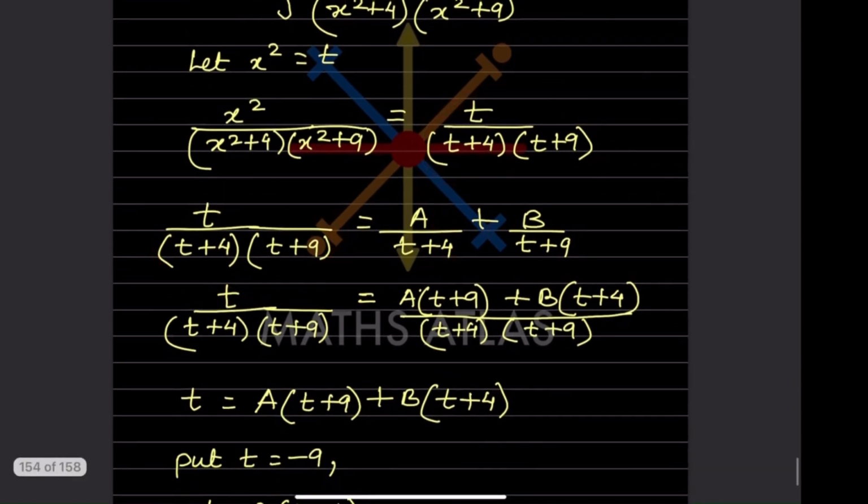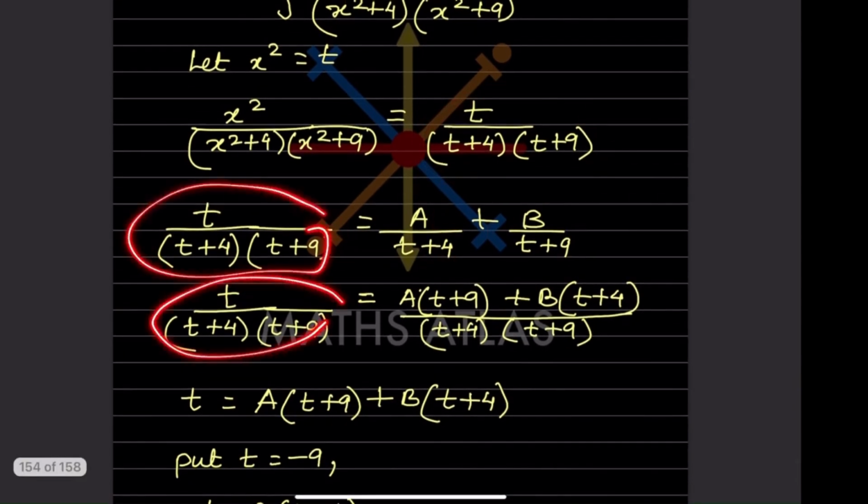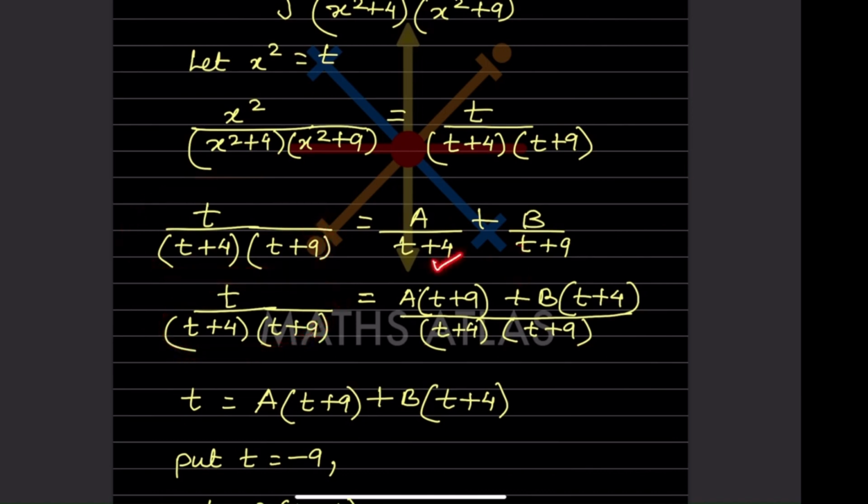Now here, same thing over here. When we take the LCM of this one, the LCM will be, because here is t plus 4, here is t plus 9, so here we need t plus 9 extra. You can put here t plus 9 and here also t plus 9. So here a into t plus 9, and here we put the extra t plus 4. So b into t plus 4. And the LCM is t plus 4 and t plus 9.